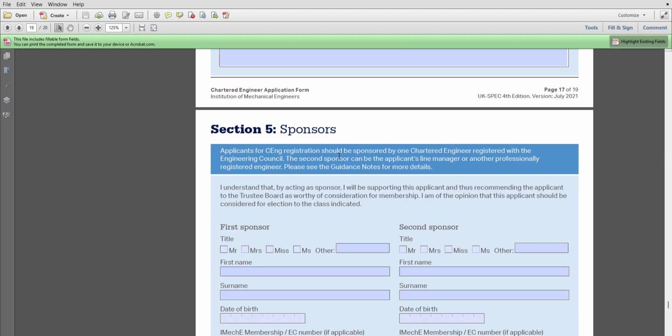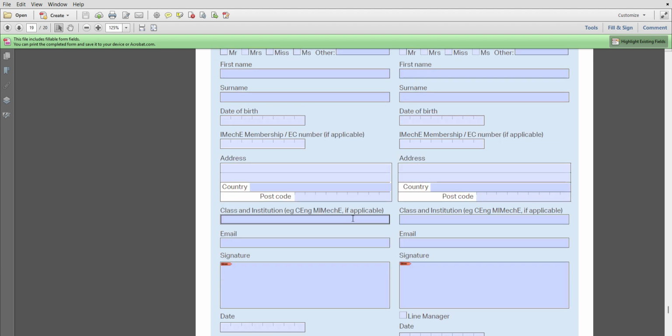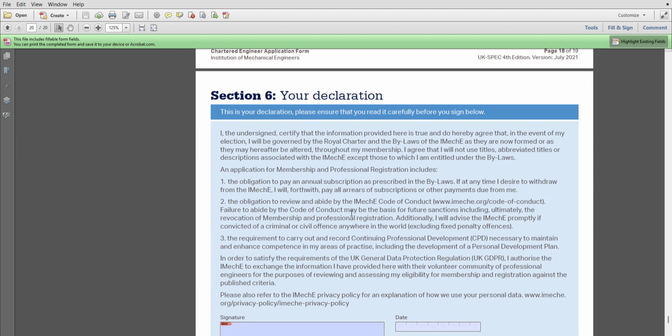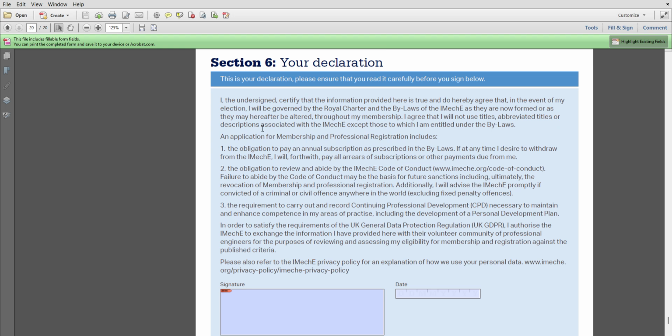Section 5 is sponsors. Ideally, you should get a sponsor, at least one sponsor that is chartered with a professional body, preferably the IMechE. And then section 6 is your declaration. So if you're happy with the conditions that have been stated here, you sign and date.